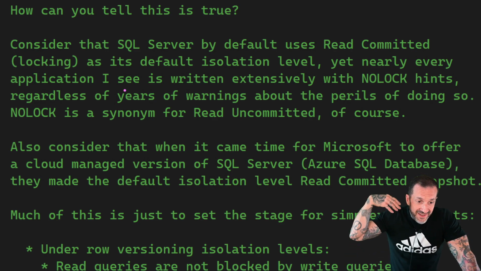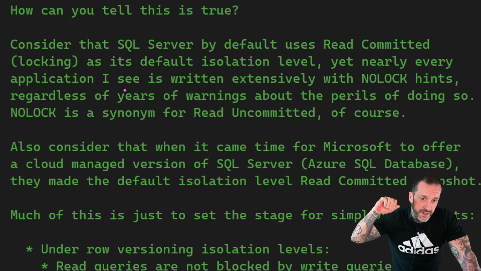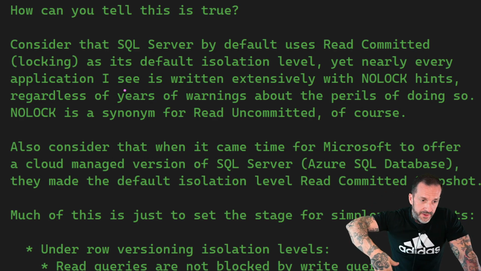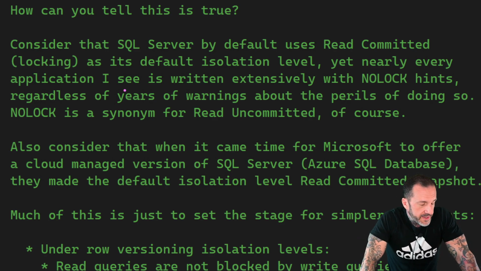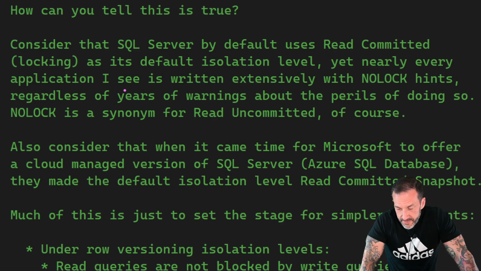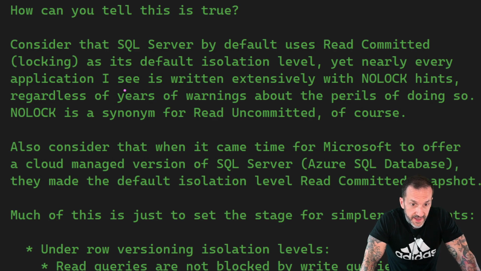But nearly every single application I see, nearly every query that someone sends me to say, hey, what's going on with this thing, is just absolutely festooned with no lock hints, right? No lock everywhere. People have such a hard time with read committed, the locking default isolation level, that they're like, screw it, I'd rather have wrong results than deal with this. Right? Just no lock hints everywhere.